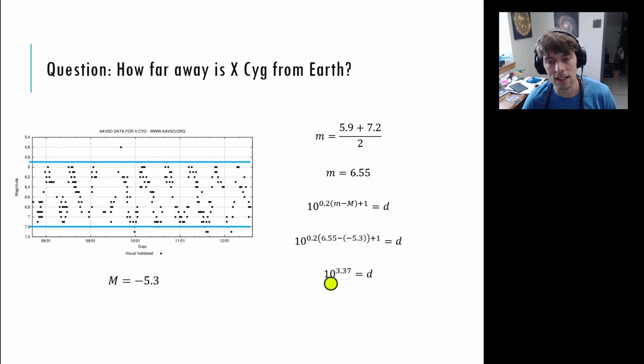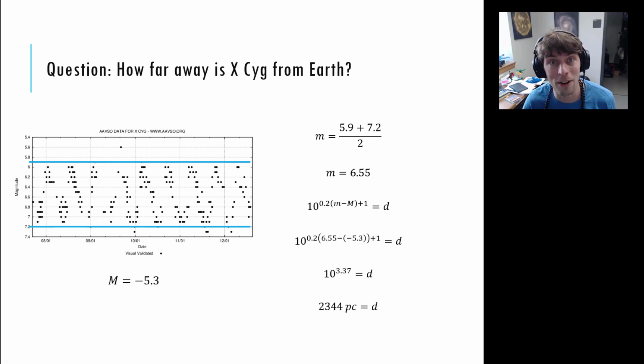We get something like 10 to the 3.37 is the distance. So we evaluate that, and we get something like 2,300. And keep in mind, I should have subscripted this D. This is in parsecs. The reason it's in parsecs is because, remember, the absolute magnitude is the brightness of a star when viewed from 10 parsecs. That dictates that this equation is in parsecs. So we get something about 2300, which is wicked cool, right?